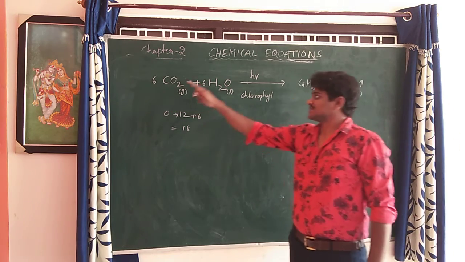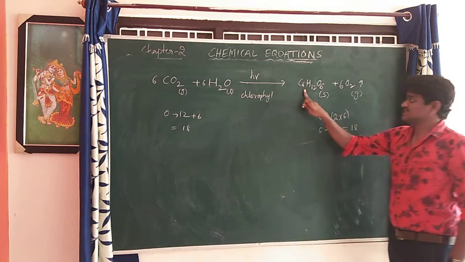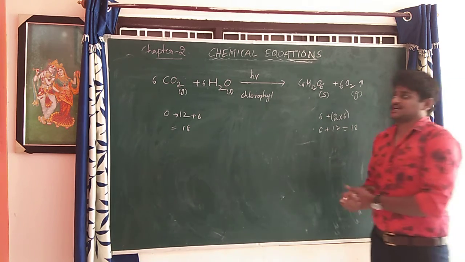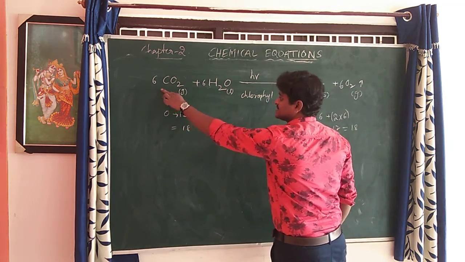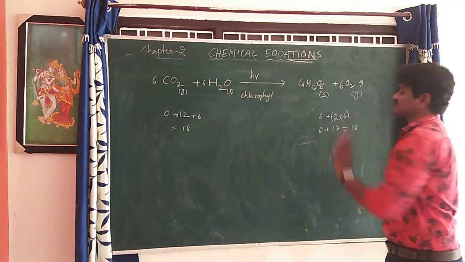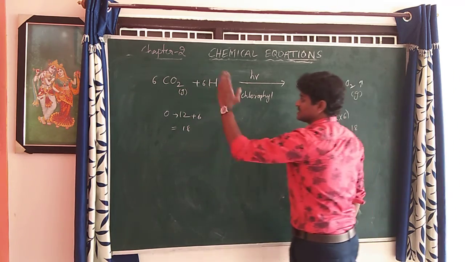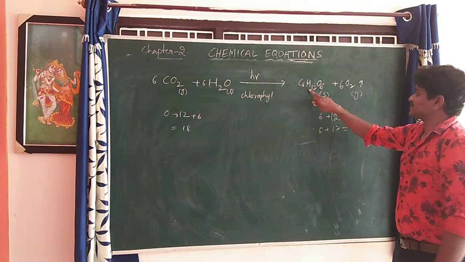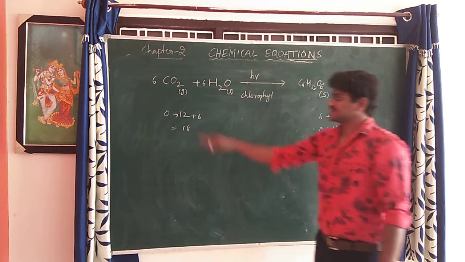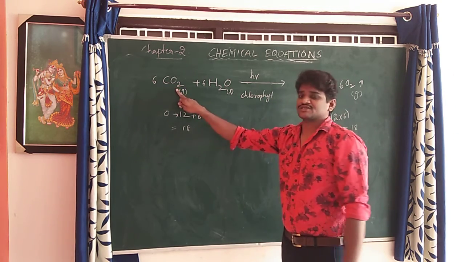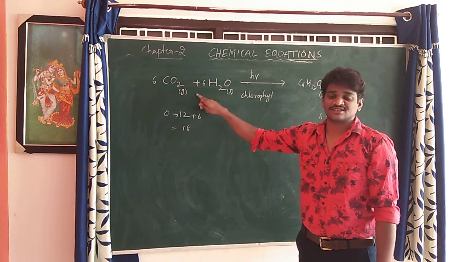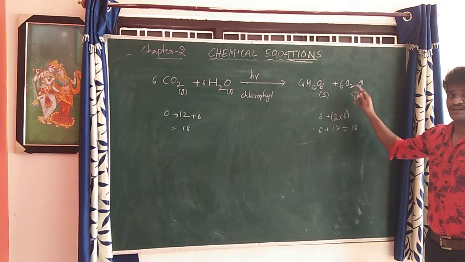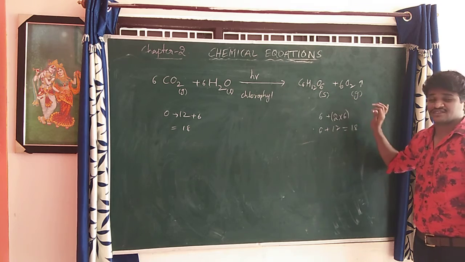6 CO2 plus 6 H2O gives C6H12O6 plus 6 O2. Now check how many carbons are on the left-hand side: 6 carbons, and on the right-hand side 6 carbons. Coming to the hydrogens, 6 times 2 is 12 hydrogens on the left and 12 on the right. Balanced. Next, oxygens: 6 times 2 is 12 plus 6, so 18 oxygens on the left, and on the right 6 plus 6 times 2, total 18.